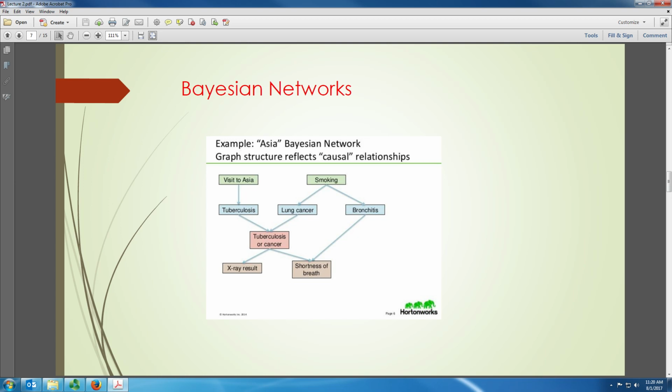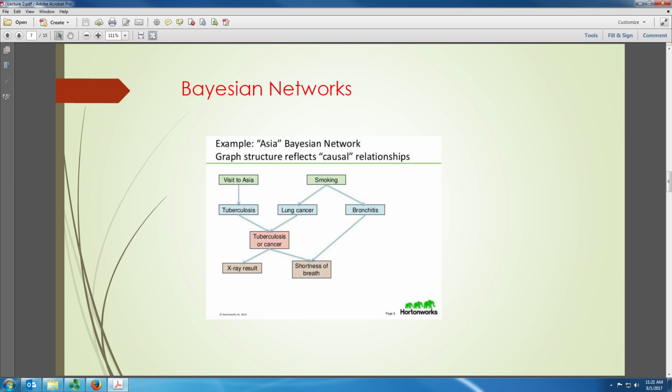Then we have Bayesian networks. Visit to Asia may lead to tuberculosis. Smoking can lead to lung cancer or bronchitis. And you have tuberculosis and lung cancer both combined to form tuberculosis or cancer. You have to have an X-ray to find out if the person has tuberculosis. If you have tuberculosis, you may have shortness of breath. If you have bronchitis, also you may have shortness of breath.